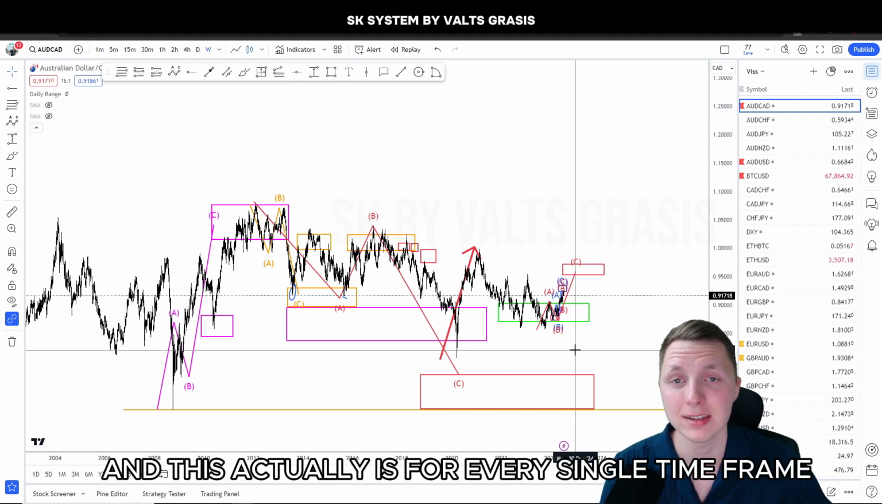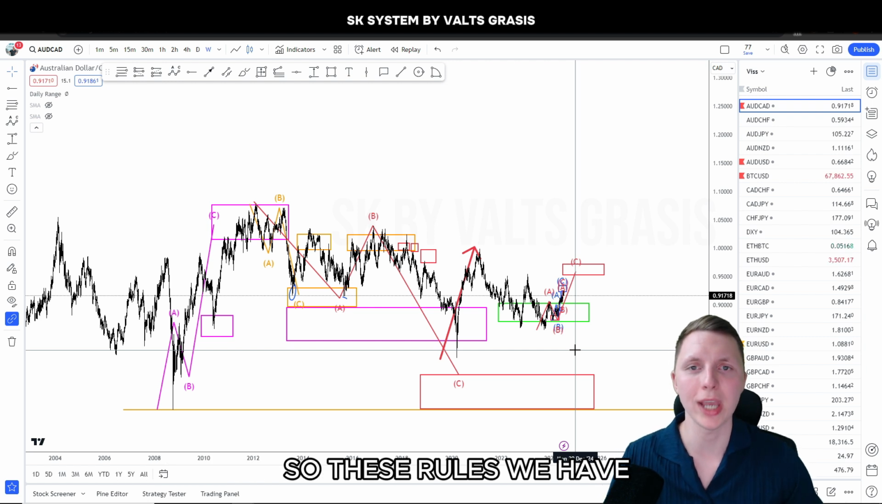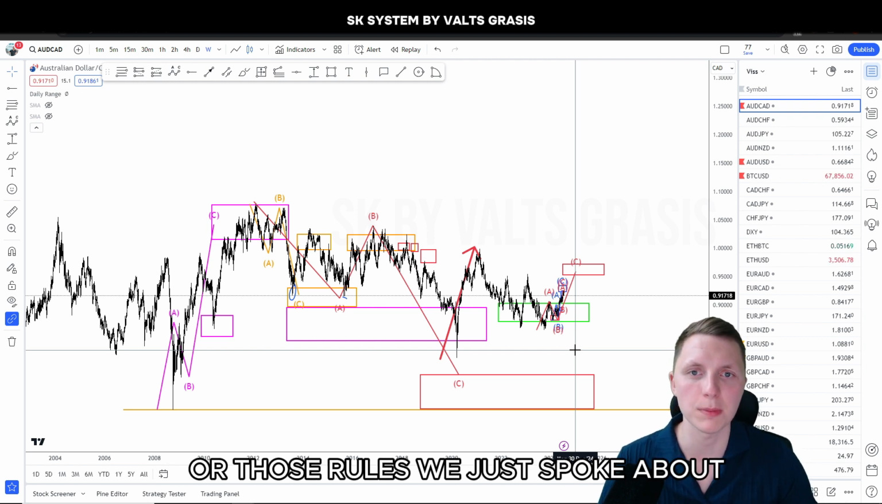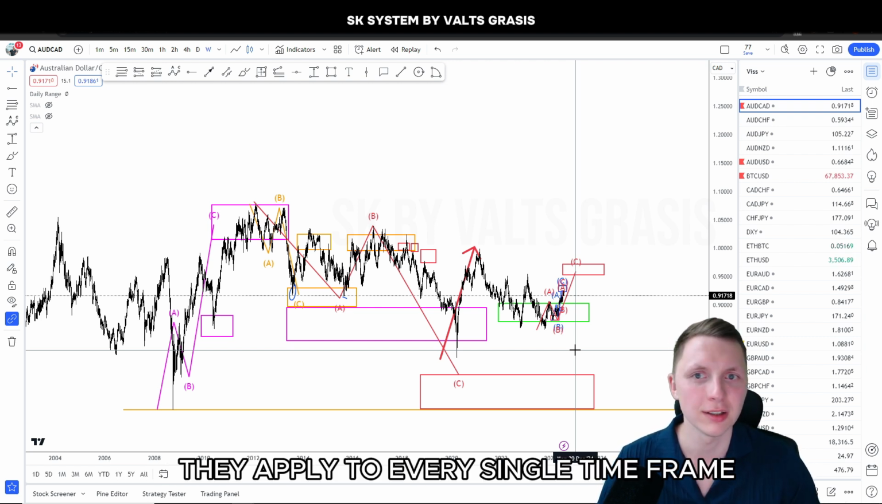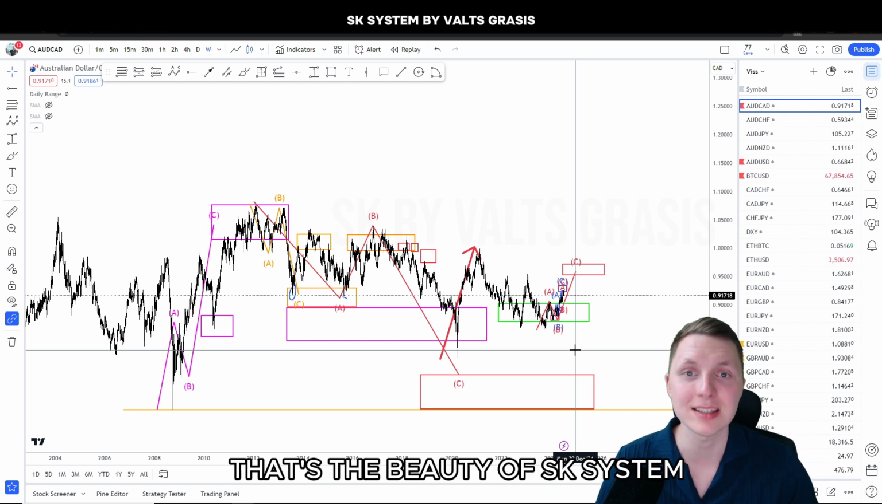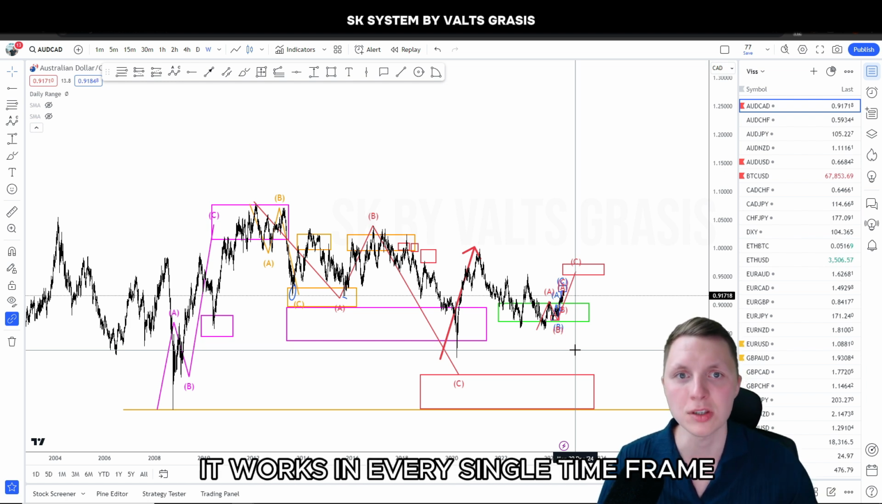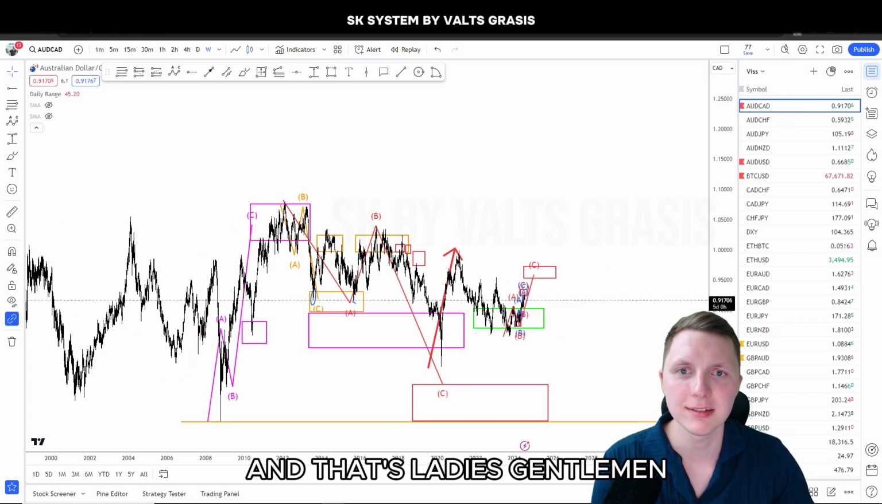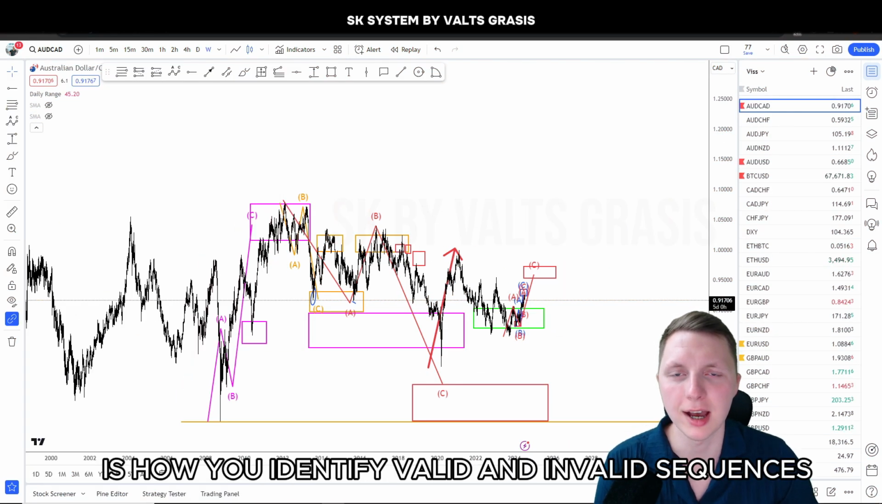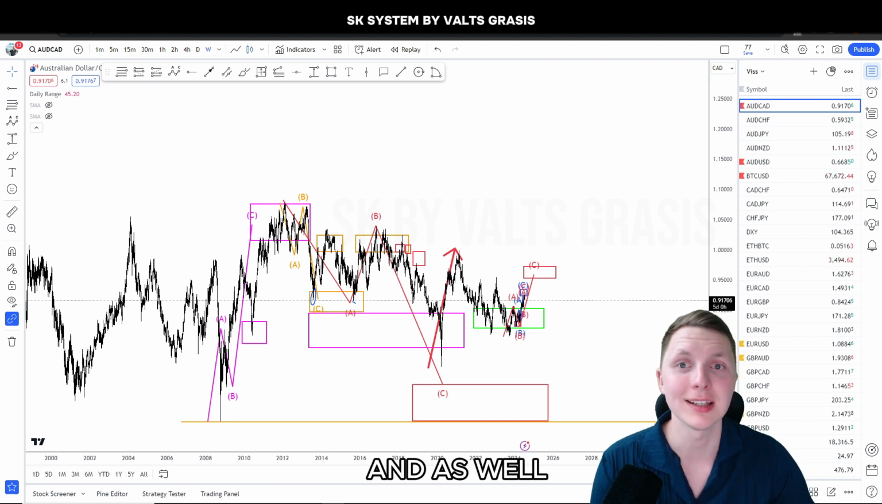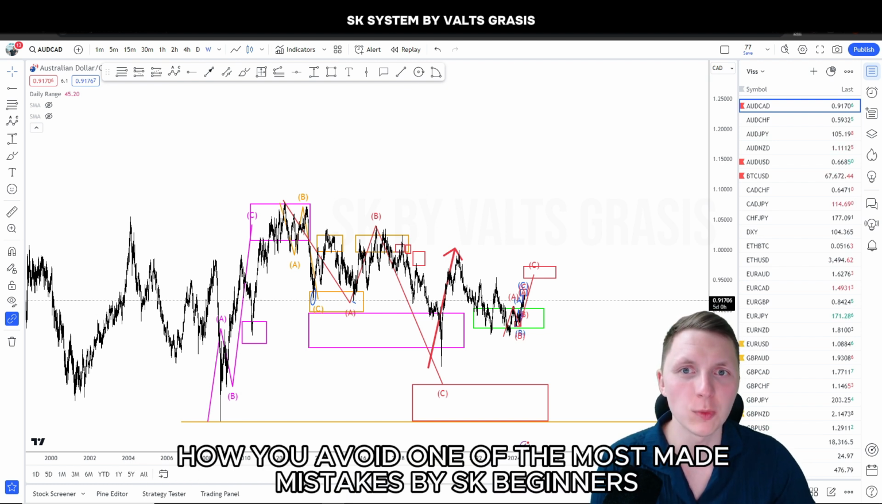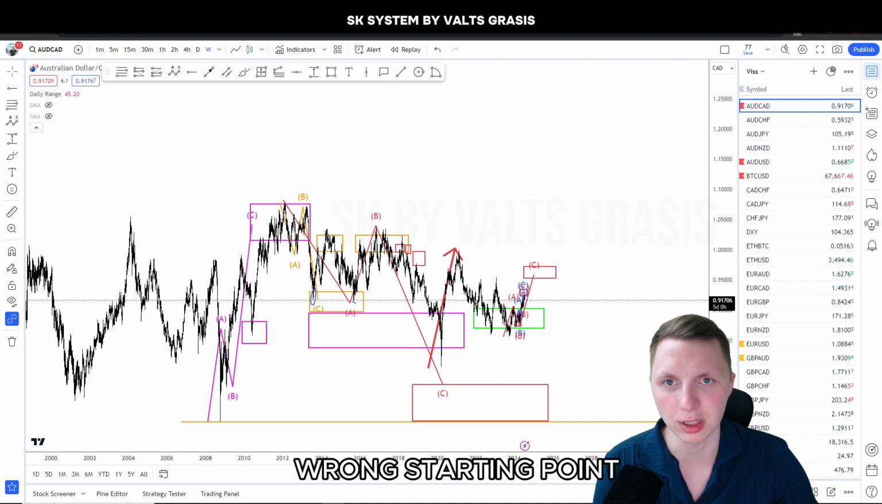And this actually is for every single time frame. So the rules we just spoke about apply to every single time frame. That's the beauty of SK system. It works in every single time frame. And that's, ladies and gentlemen, how you identify valid and invalid sequences, and as well how you avoid one of the main mistakes for SK beginners: wrong starting point.